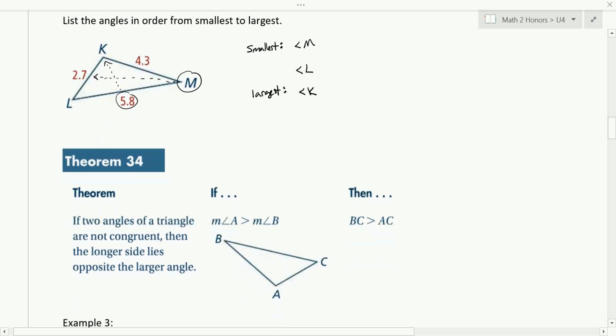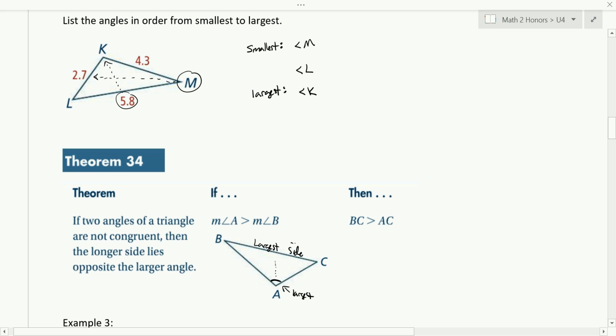The next theorem pretty much says the same thing, but in the reverse order. So it's kind of the converse of the last part. So if two angles of a triangle are not congruent, then the longer side lies opposite the larger angle. So if we say like, okay, angle A is the largest angle, which side would be the largest side? So you go across from that angle, we get the largest side here.